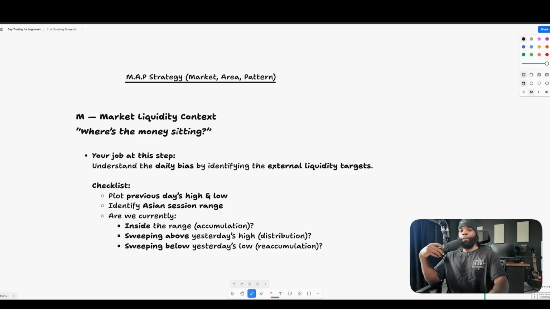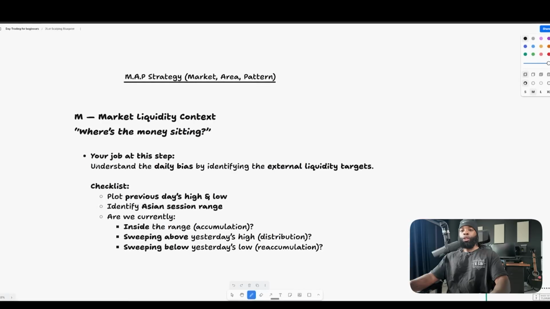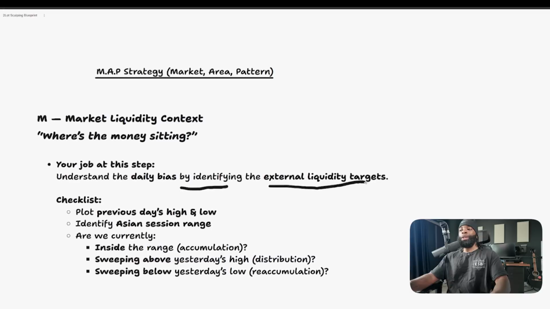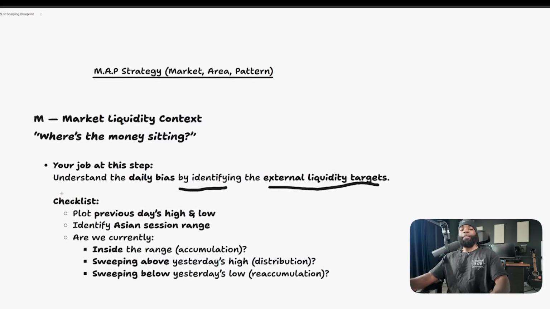All right, so let's get into the first one. This is going to be market liquidity context. So this is where the money is sitting. It's your job to understand the daily bias by identifying the internal liquidity targets. And then we're going to have a checklist that you have to follow. This is the first thing you need to do before you even consider entering a market.